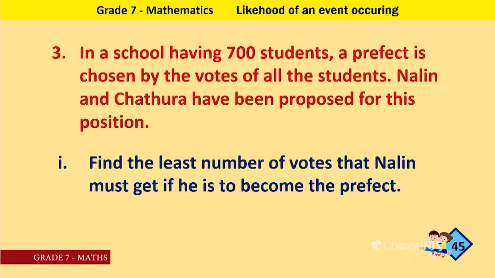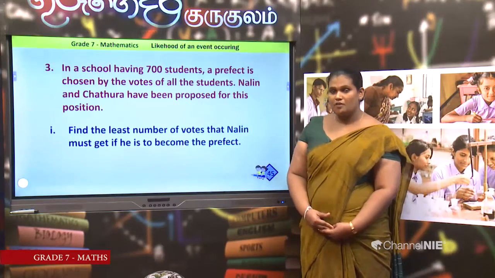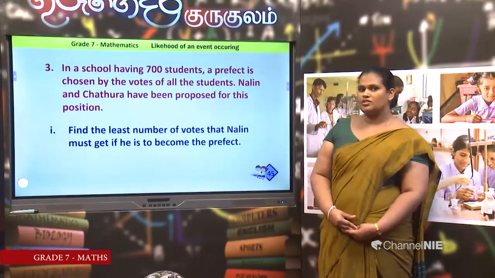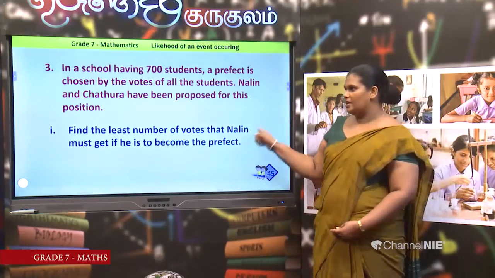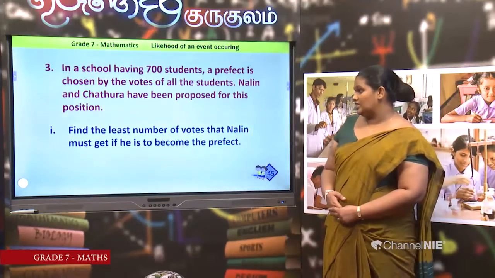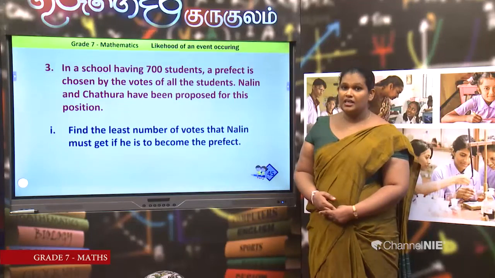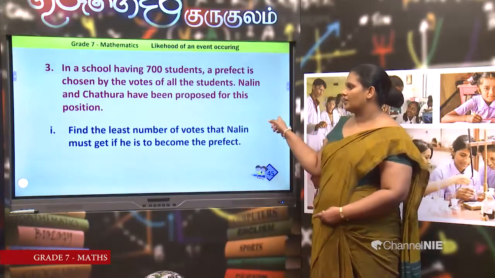So, the first part is: find the least number of votes that Nalin must get if he is to become the prefect. Right, there are 700 students and 2 students are contesting for the position of prefect and all the students are going to vote for them. Right. Now, here we want to find at least how many votes Nalin has to get to become a prefect.